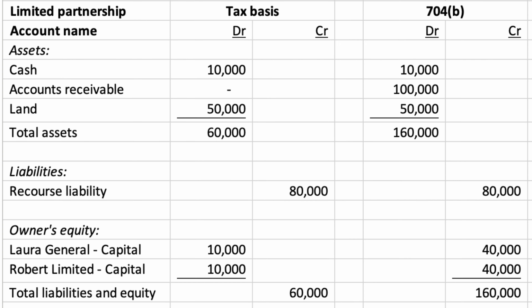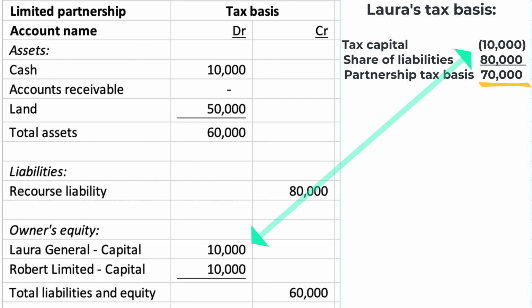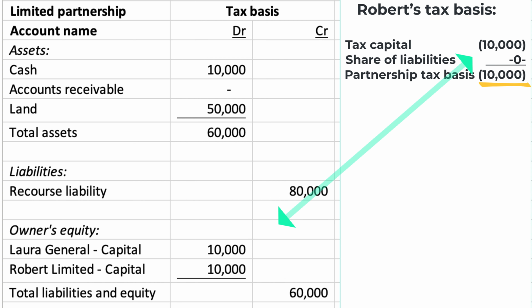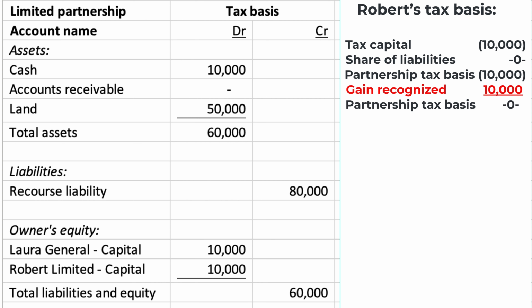Instead, assume both partners take a $60,000 cash distribution. Laura's tax basis drops to $70,000, still positive, so she has no gain. Robert, on the other hand, now has a negative $10,000 tax basis, which is not allowed under Section 733. So Robert recognizes capital gain of $10,000, which brings his outside tax basis back up to zero. Notice that his inside tax basis is still a negative $10,000.